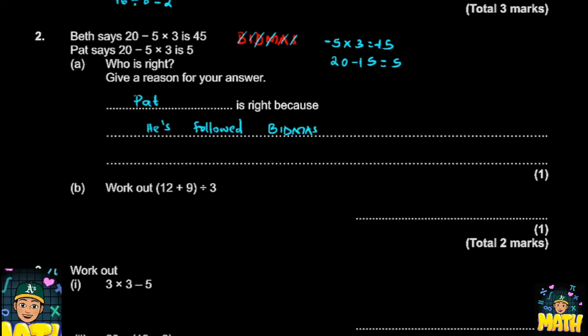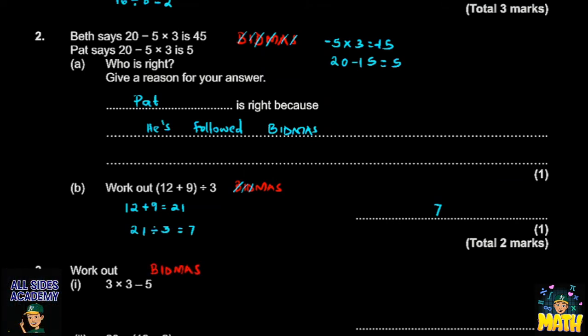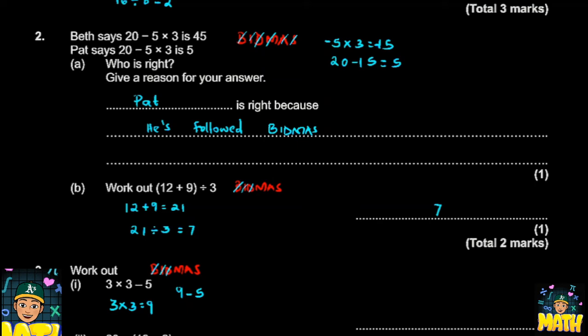Work out 12 plus 9 divided by 3. So we start with brackets always. So the brackets are 12 plus 9, which gives us 21. Then we write 21 divided by 3, which gives us 7 as our answer in that case. Work out. So BIDMAS, we always follow BIDMAS. So we start with multiplication comes before subtraction. So 3 times 3 is 9. And then we rewrite that as 9 take away 5, which gives us 4.